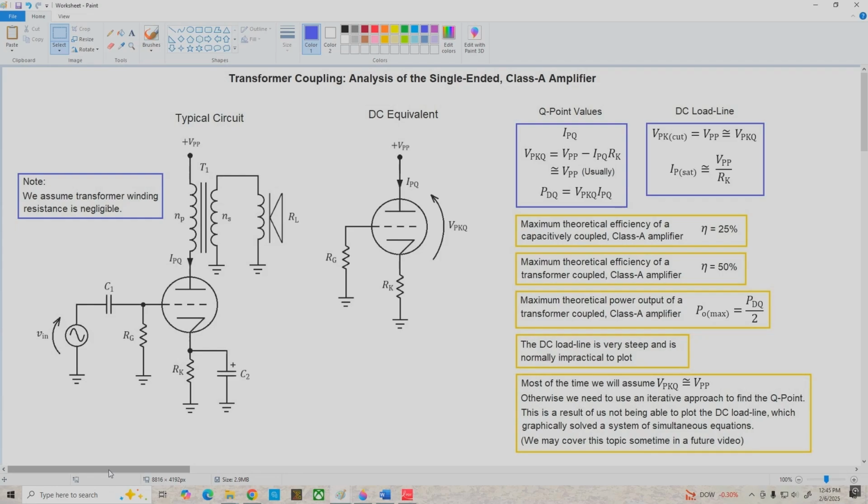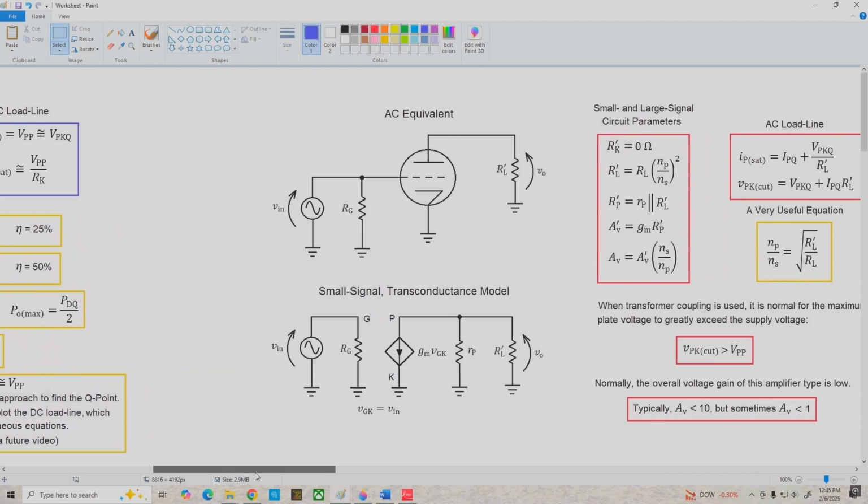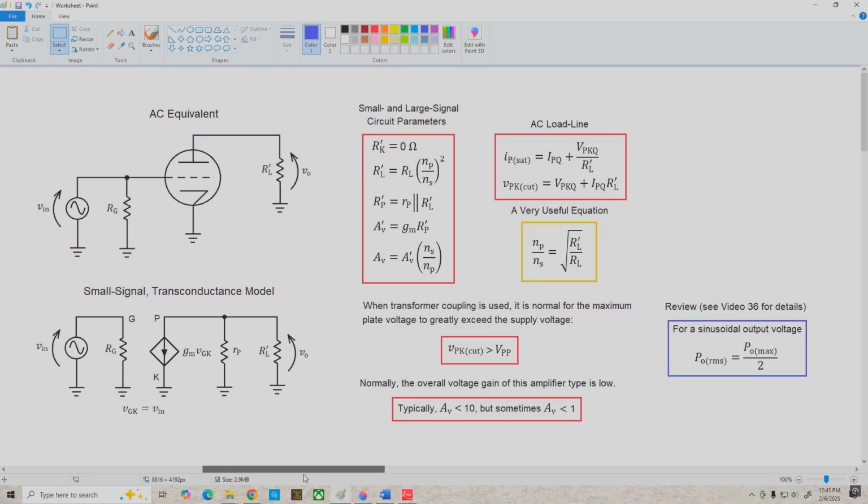All right, now let's go on over to the next page and take a look at what's involved with the AC analysis of this amplifier. Now, we see the AC equivalent for this amplifier is really pretty simple, and down below I have the transconductance model for the small signal analysis just for reference purposes.